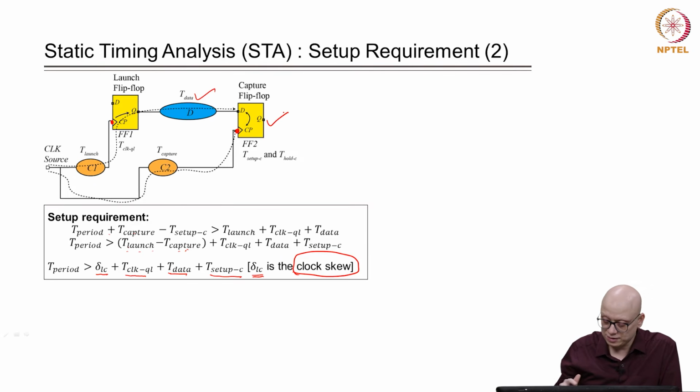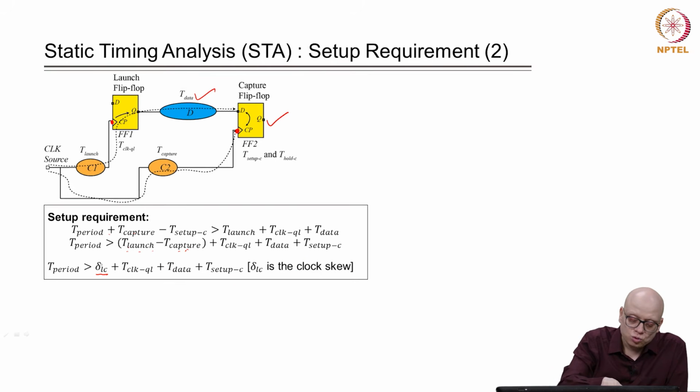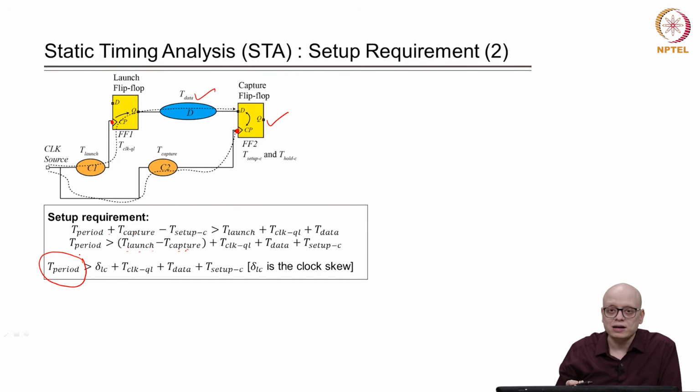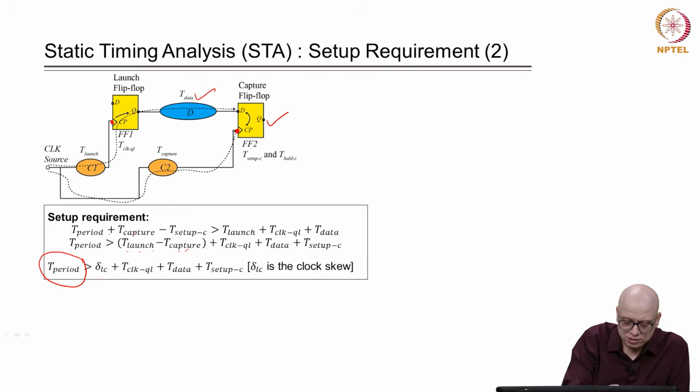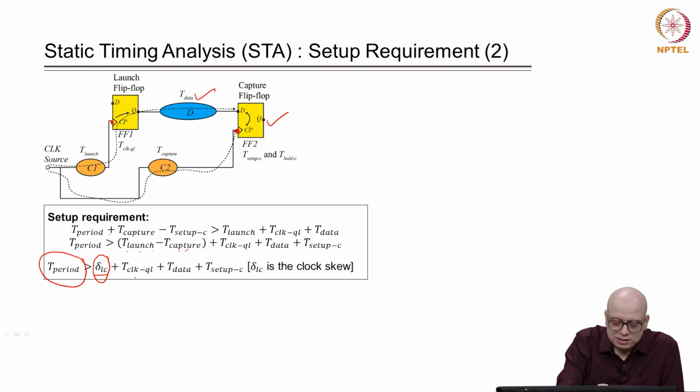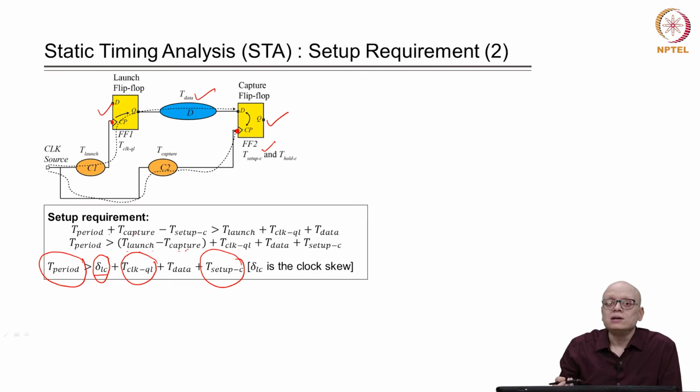Now, what the tool will do is pick this T period from the constraint file or SDC file where we have specified the clock frequency. And then these quantities will be decided by the tool based on the clock path, the attributes of the flip flop, the clock to Q delay of the launch flip flop, and the setup time of the capture flip flop will be picked from the library.